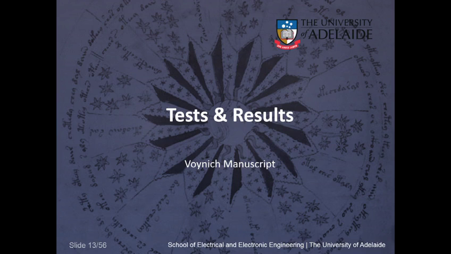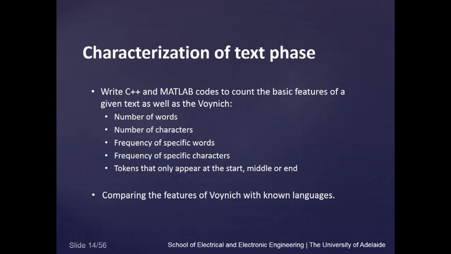This part is what we have done, what we have learned, and what we have found during this year. We separated this into different phases. The first phase is characterization of text. In this phase, we wrote some C++ and MATLAB code to count the basic features of a given text as well as the Voynich. Some features are the number of words, number of tokens, characters, specific words, and the number of tokens that only appear at the start and the end. And then we compare the features of the Voynich with some known languages.